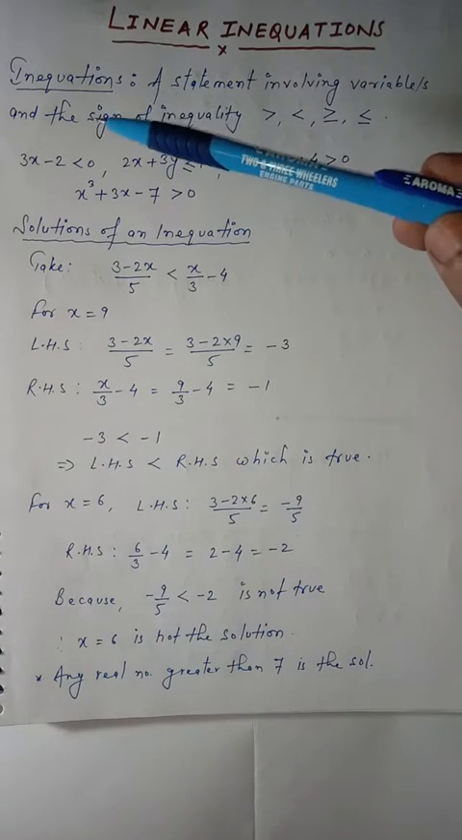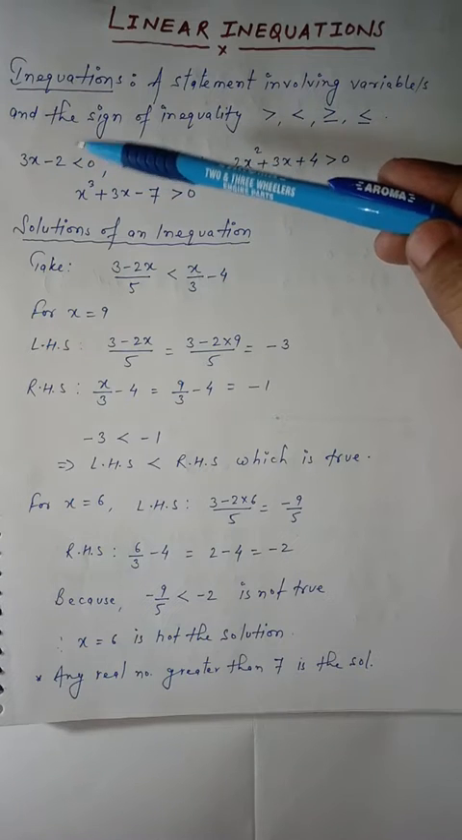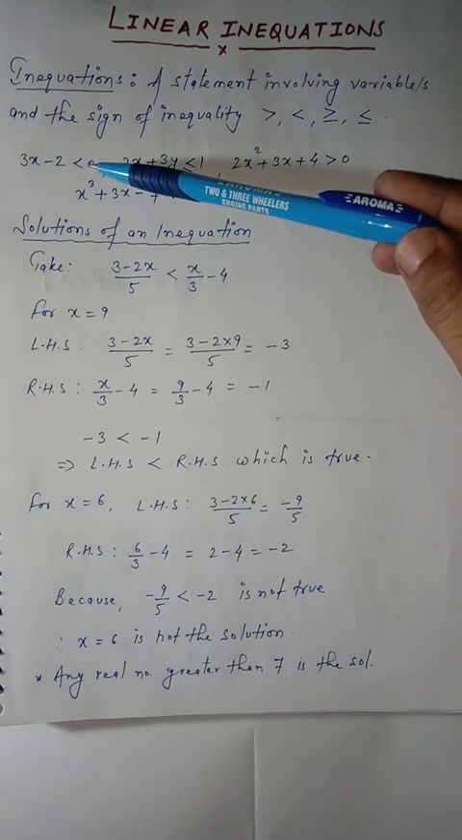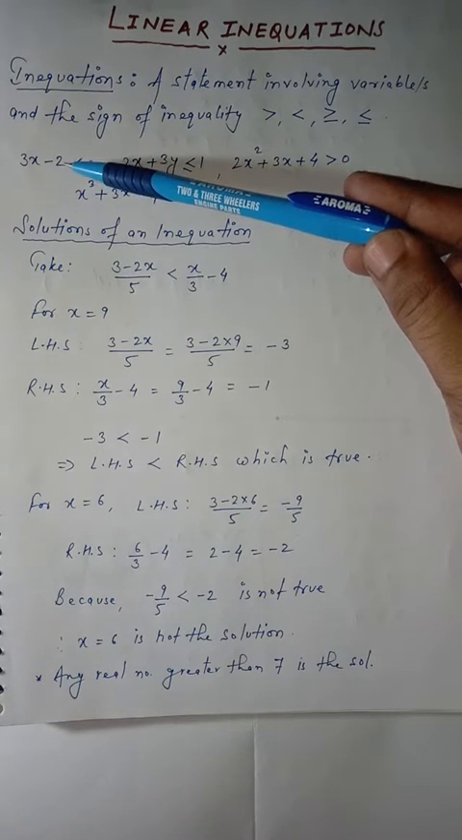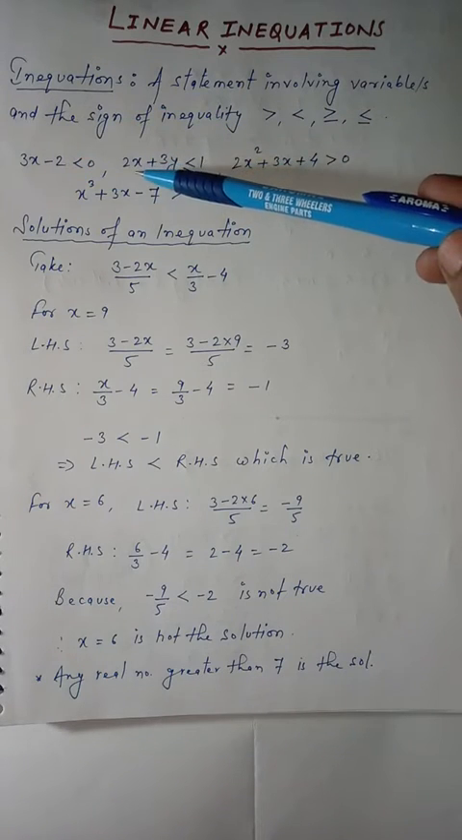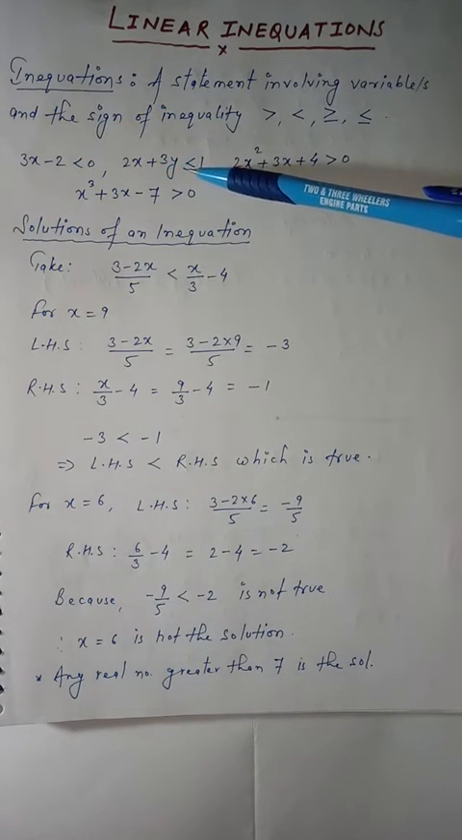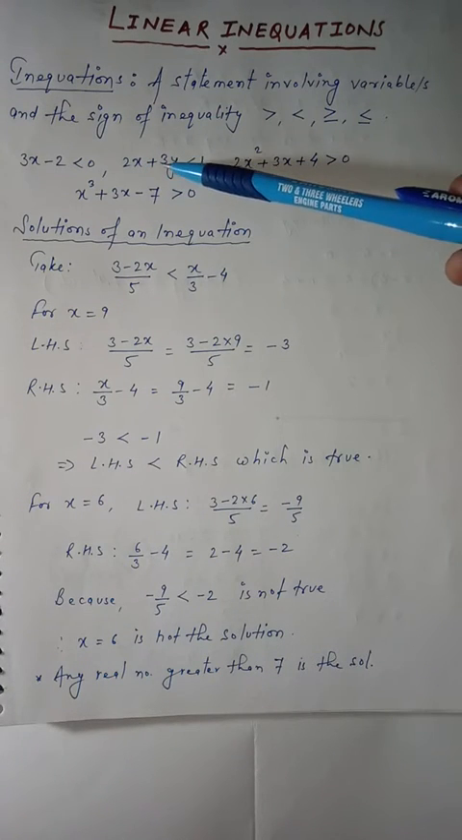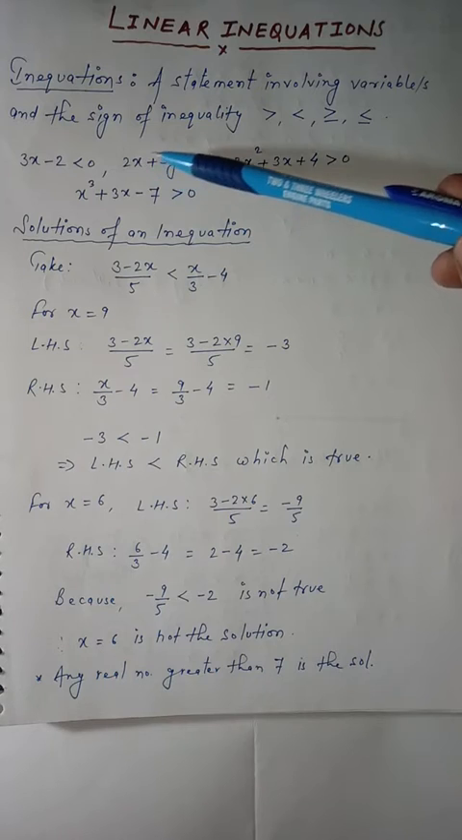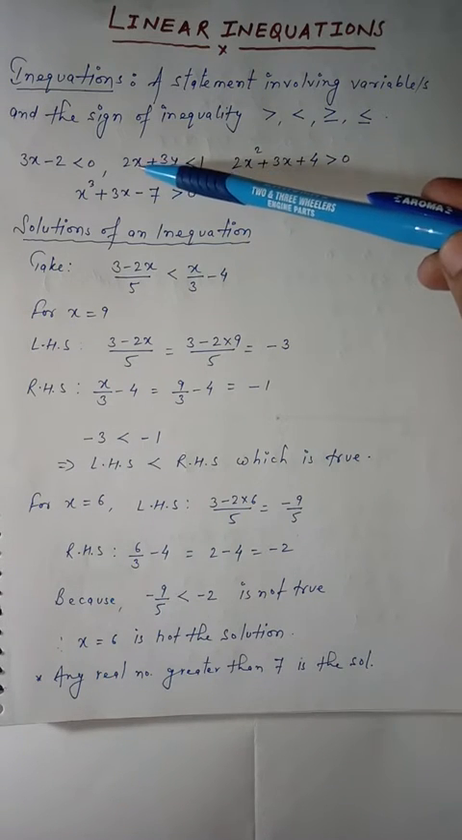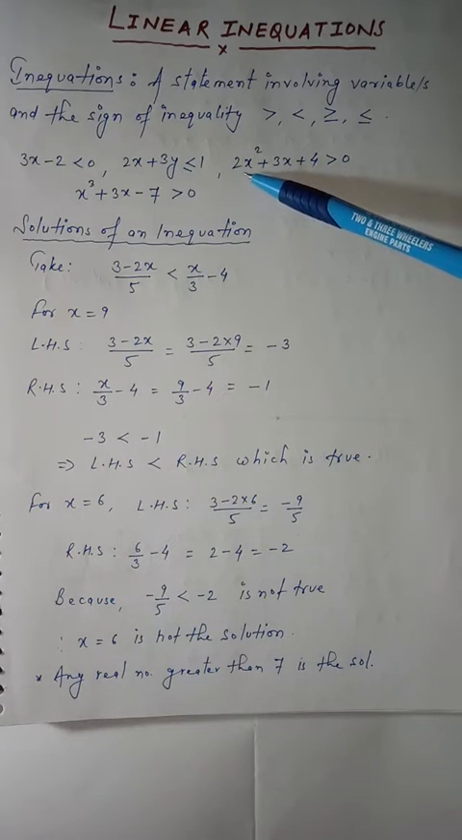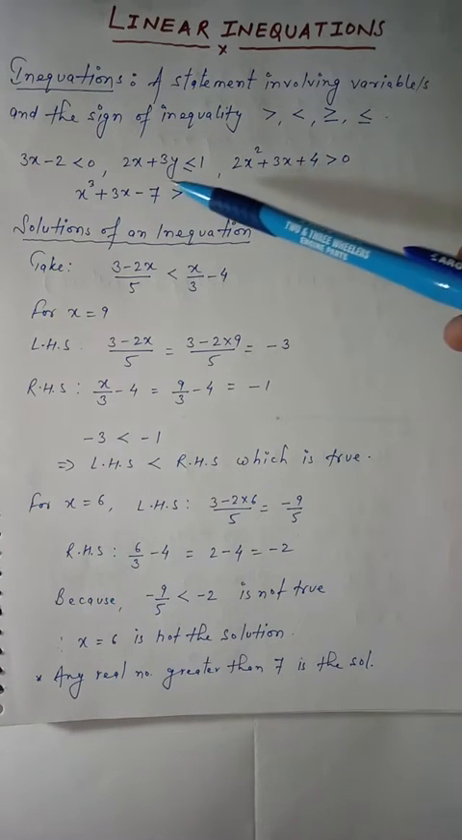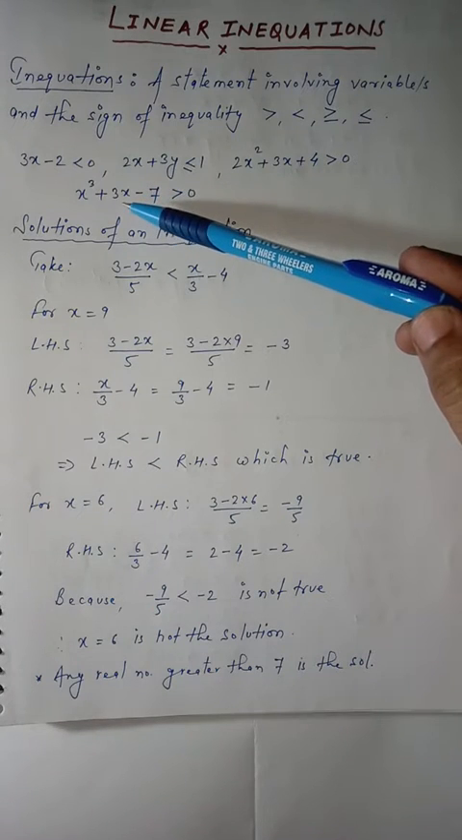Like 3x minus 2 less than 0. So here the variable is x and the inequality is less than. So this is an example of an inequation or inequality. Similarly, this is also an inequality, but here there are 2 variables. So this is a two variable inequality, as well as a linear inequality because the maximum power of the variable is 1. But here the variable is only x and the maximum power is 2. So it's a quadratic inequality. The third one is an example of a cubic inequality in one variable.